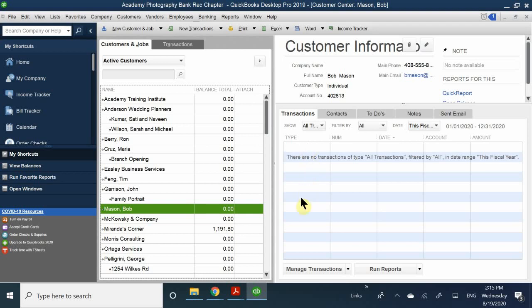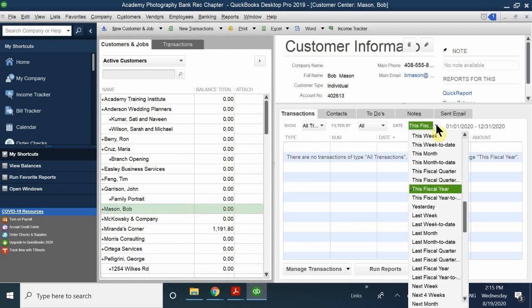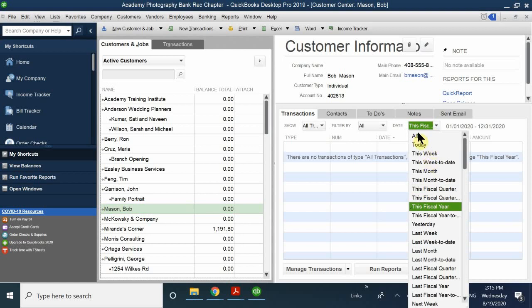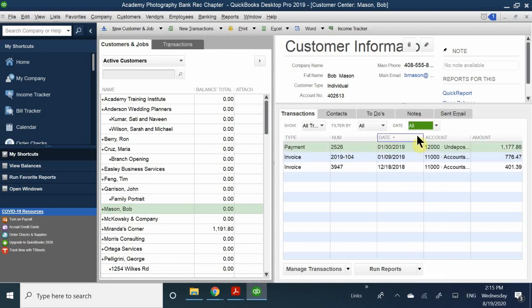Fiscal. No, this is where, remember, we moved all transactions, then all, and then this fiscal, and that's where we click right there. Yeah, and we click all. Oh, good job. Right there. Here you go, 2526. He already made the payment.